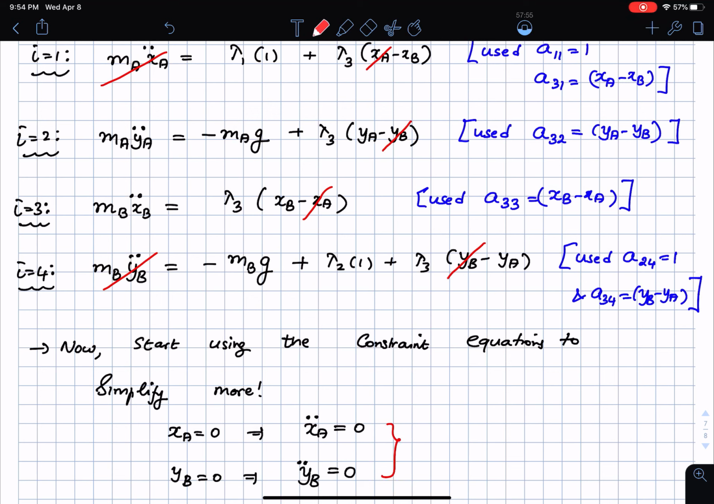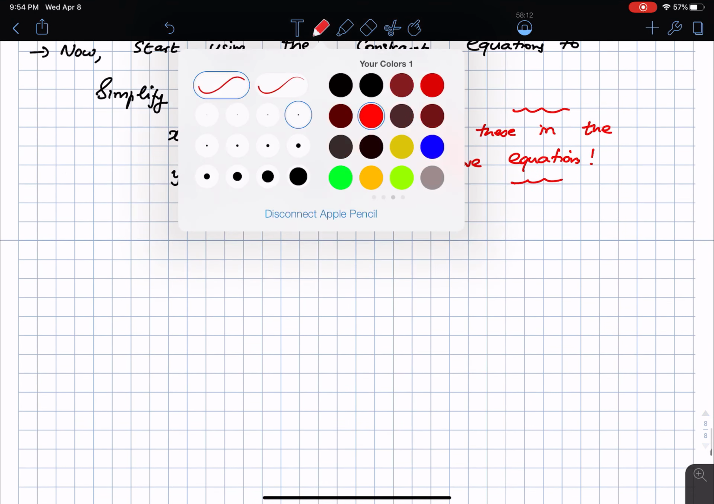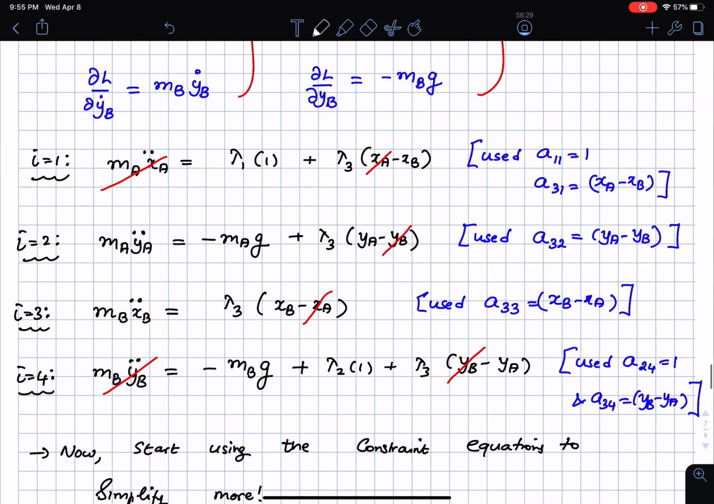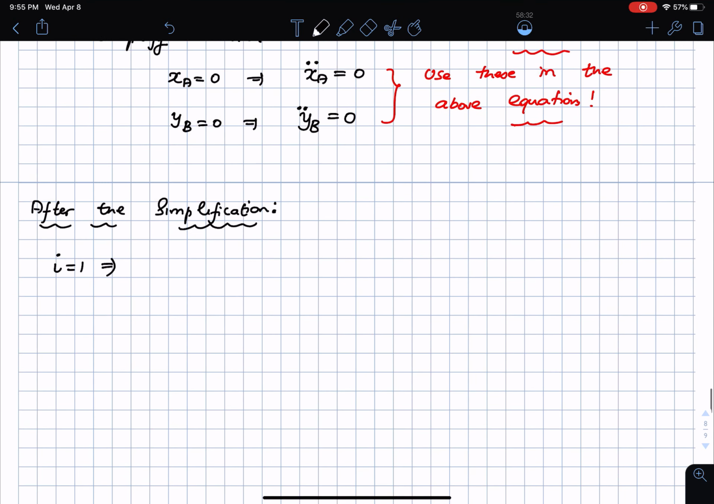So we are making use of these in the above. And so now I have a much simpler situation. If I start looking at it after the simplification, I have the following. For i is equal to 1, it's fairly simple. Lambda 1 plus lambda 3 times minus xb is equal to 0. So 0 is lambda 1 plus lambda 3 times minus xb, which means that lambda 1 is xb times lambda 3.